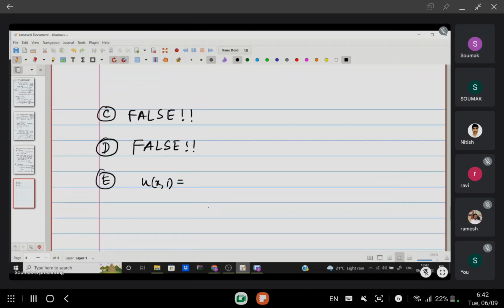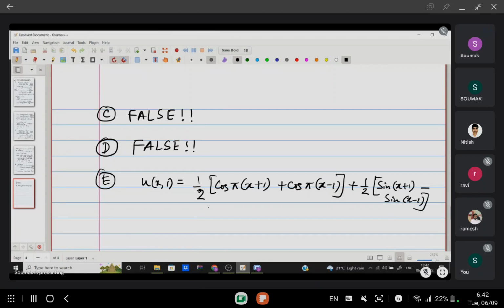So half of cos(pi(x+1)) plus cos(pi(x-1)) plus half of sin(x+1) minus sin(x-1). Okay. So now I have to find the modulus of u(x,1).